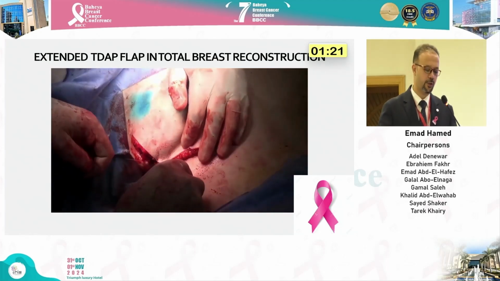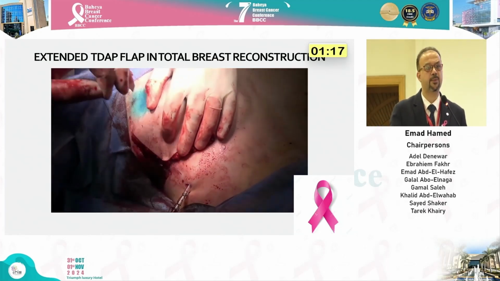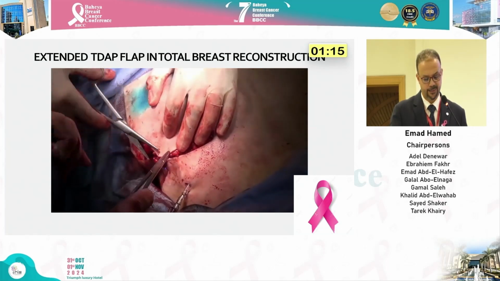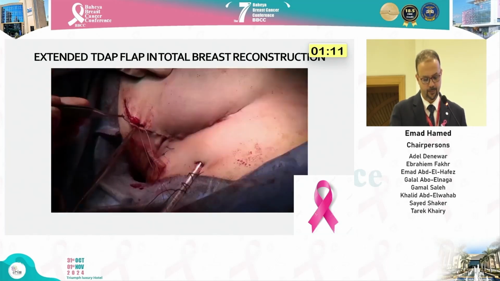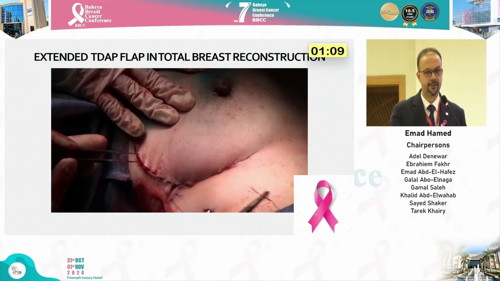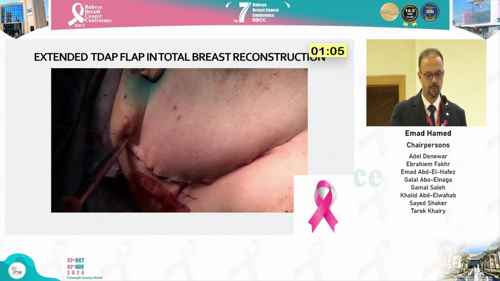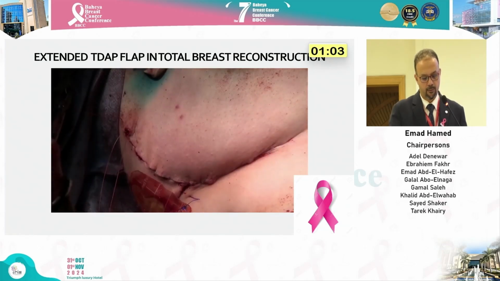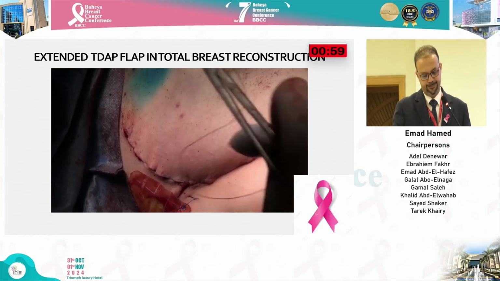Then after finishing, you close the mastectomy pocket by interrupted Vicryl sutures. And I put a drain under the flap, and the skin is closed by 4-0 stitches.